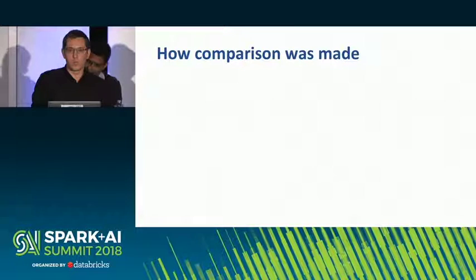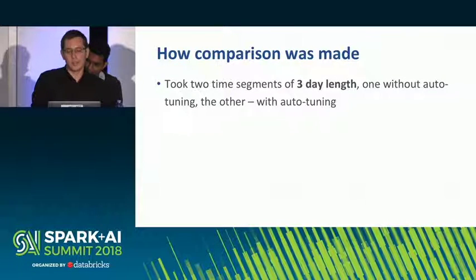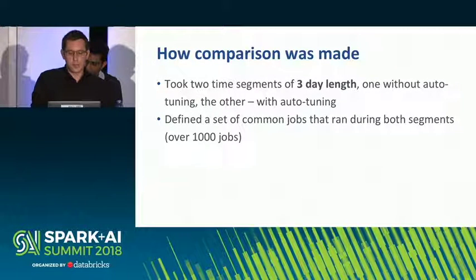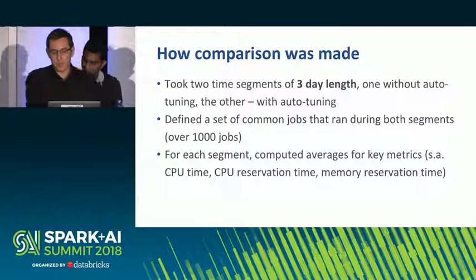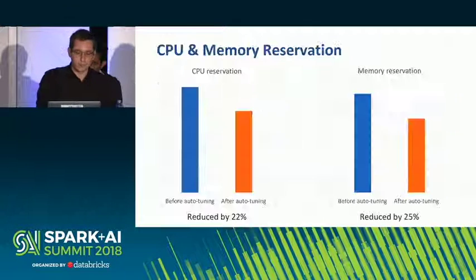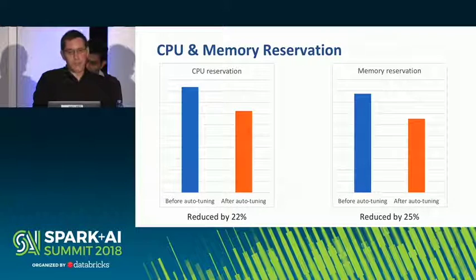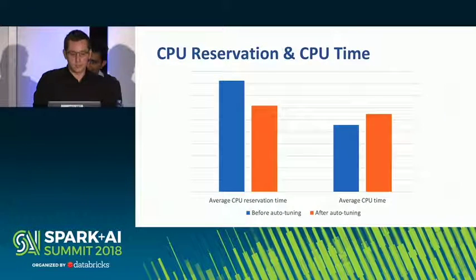How was the comparison made? We took two 3-day-long segments, one without auto-tuning enabled and the other with auto-tuning. We defined a set of common jobs that ran during both segments, and there were over 1,000 jobs like that. For each segment, we computed averages for key metrics, such as CPU time, CPU reservation time, memory reservation, and so on. CPU reservation went down by 22% for those jobs. Memory reservation went down by 25%.